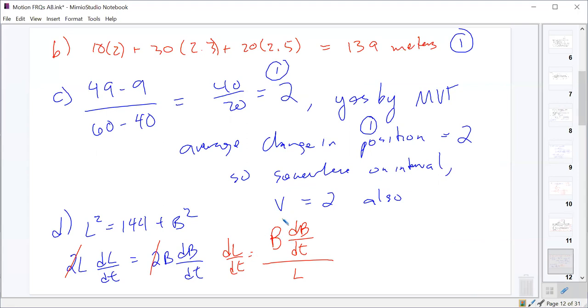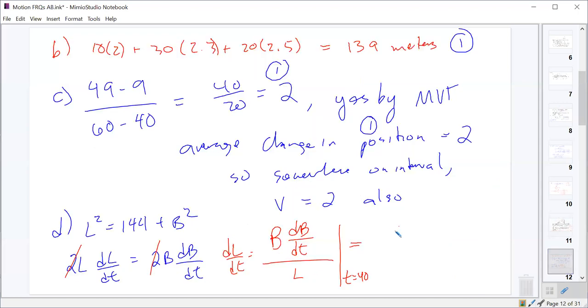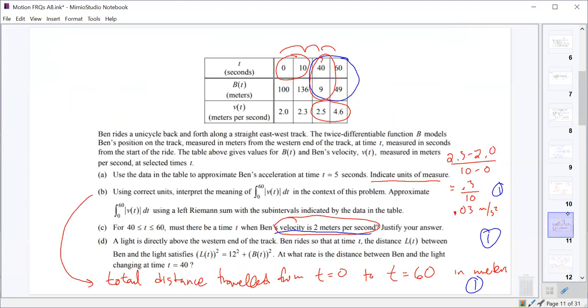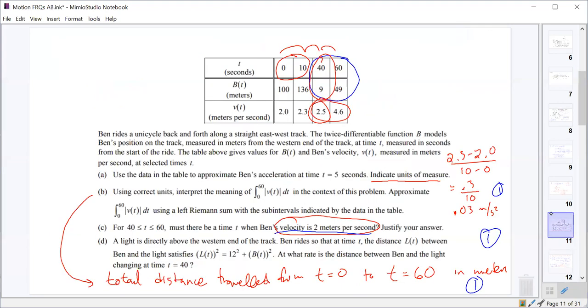So we should be able to find what b is at t equals 40. Looks like it's 9, right? What's db/dt at 40? That should be the velocity at 40, so that should be 2.5. And divided by L at 40. Well, what's L at 40? Did they give us that? They didn't give us that.